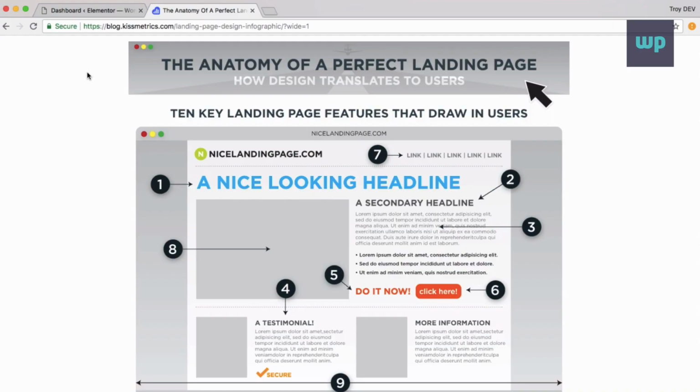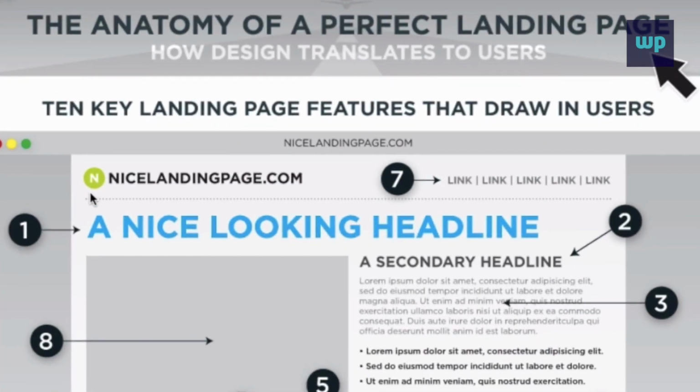Okay, so here is the anatomy of a perfect landing page, courtesy of our friends over at Kissmetrics. And you'll notice the first thing we have here at the top left is a logo, which is brand familiarity, and it tells the web user that they're in the right place. Then we have a nice big looking headline that should be filled with benefits to capture their attention and to get them reading the rest of the page so that they take the action that we want them to take.